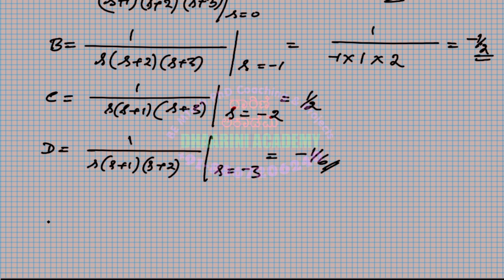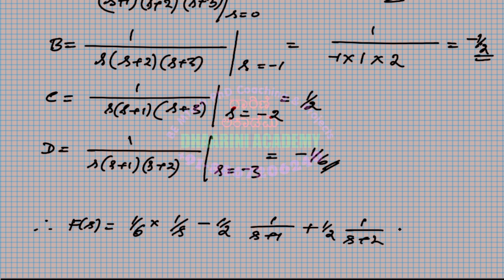Therefore, F of s can be written after substituting the values of the constants. So F of s is equal to, the first term is 1 by 6 times 1 by s. The next term is minus 1 by 2 times 1 divided by s plus 1. Then we have plus half into 1 by s plus 2. The last one is minus 1 by 6 into 1 by s plus 3.